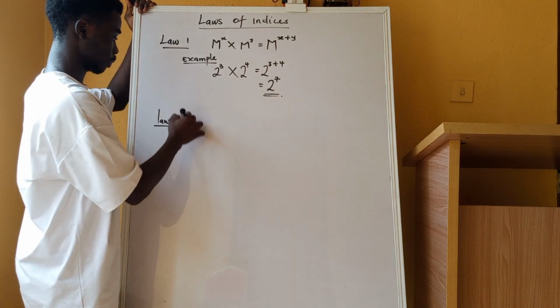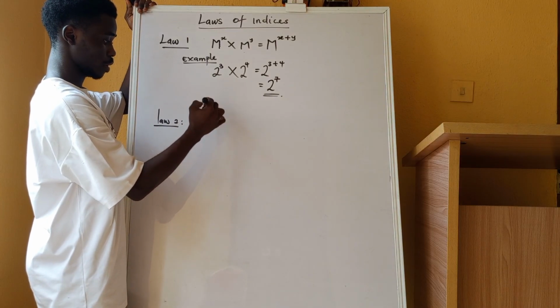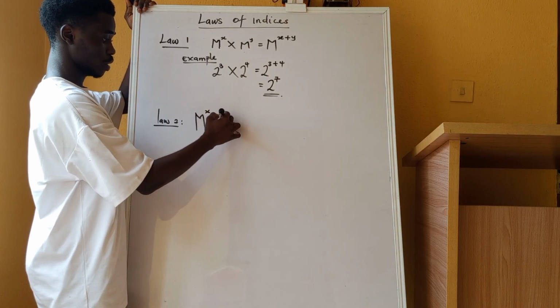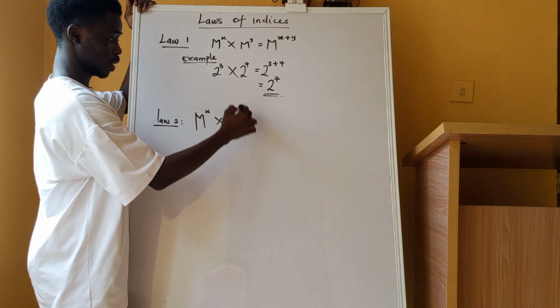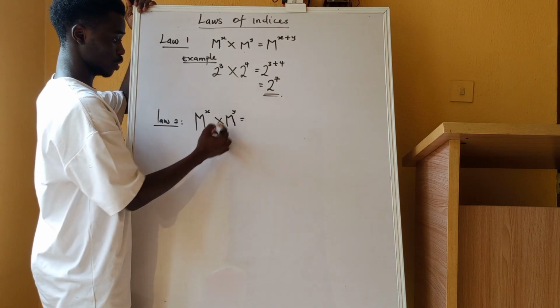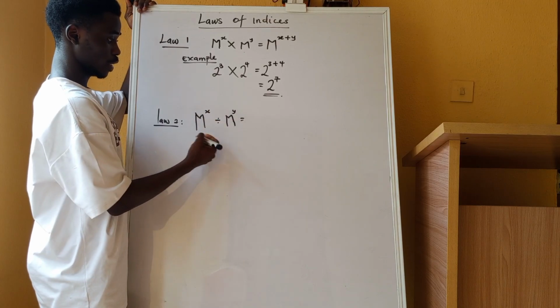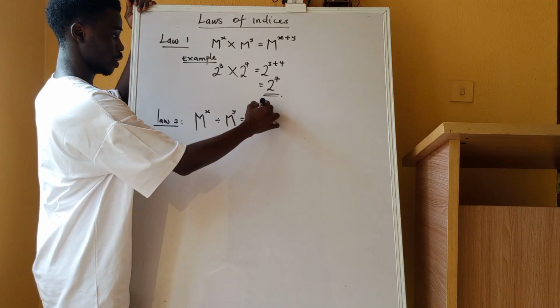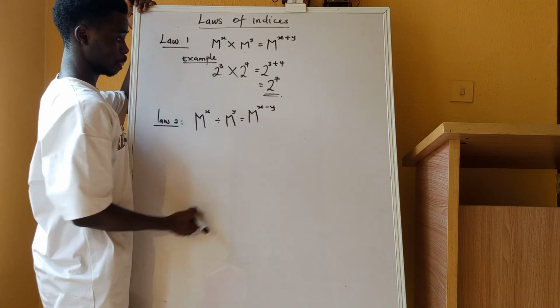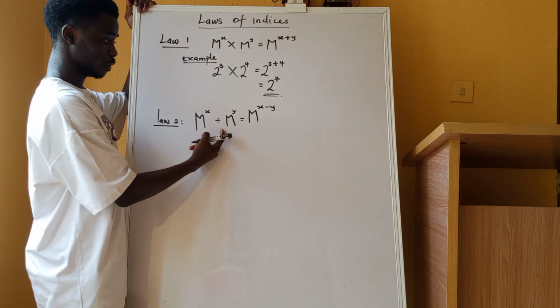Law number two. Law number two is division. We have m to the power of x divided by m to the power of y. This is equal to m to the power of x minus y. This will be the solution when we have division.